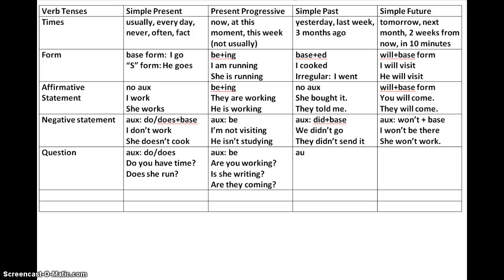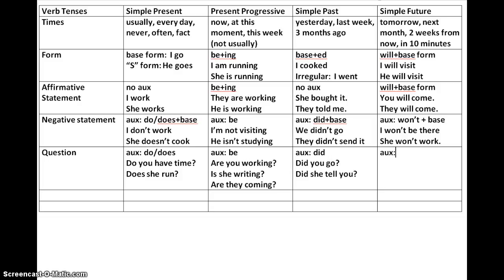In simple past, the auxiliary is did. Again, we put it in front. Did you go to the party? Did she tell you? Base form, after do. Did you go? Did she tell? Go and tell are base form.